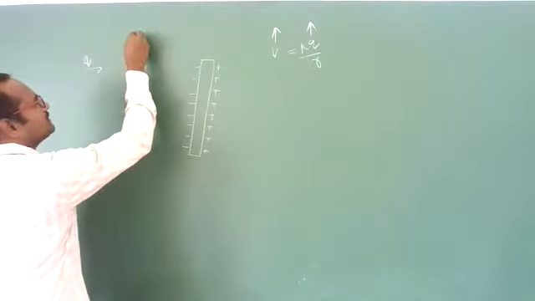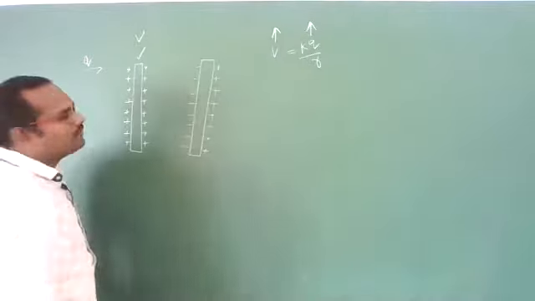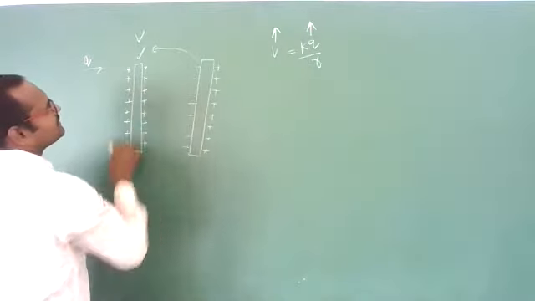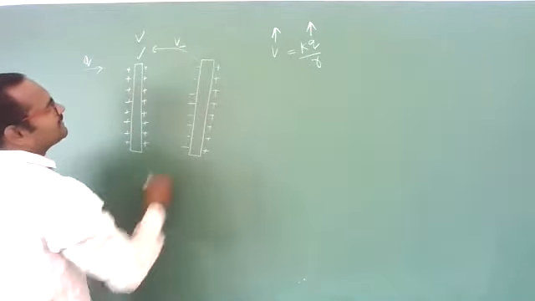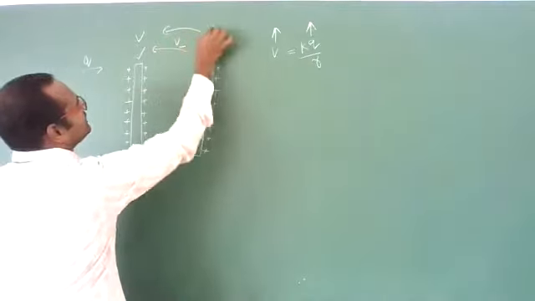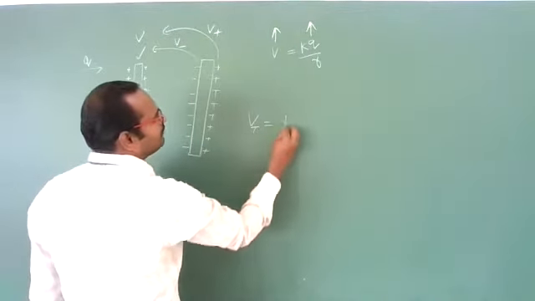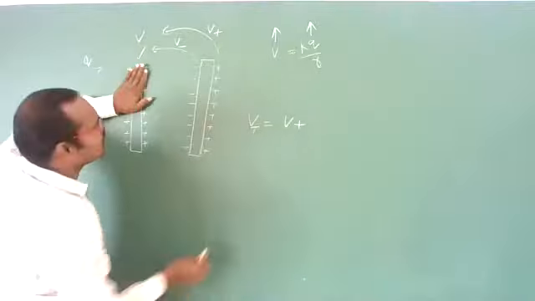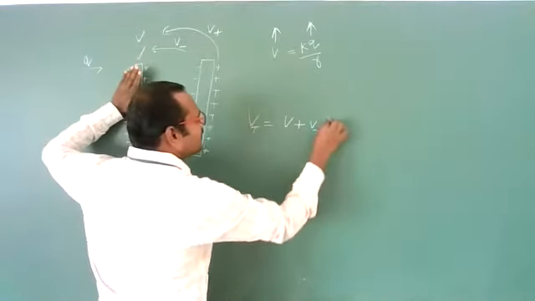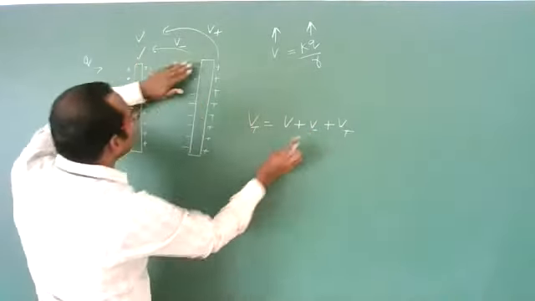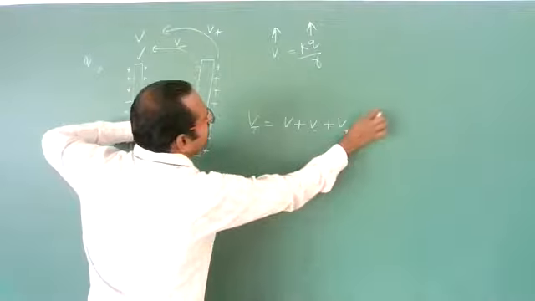Now, for this surface, let us suppose it has potential V. There is some potential due to negative charges, which is V minus, and some potential due to positive charges, which is V plus. So the total potential will become V total equals the actual V, plus V minus, plus V plus. V minus is due to the negative charges and V plus is due to the positive charges.